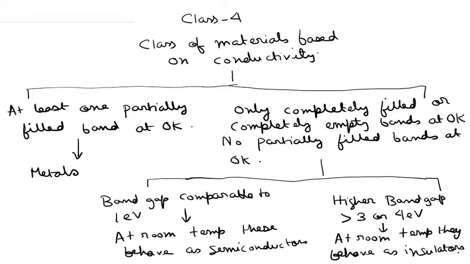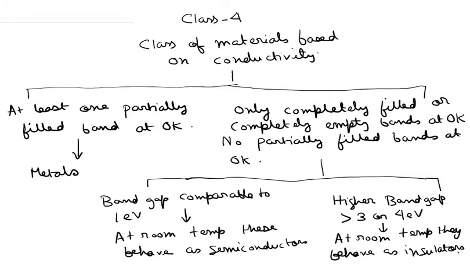Why do the materials behave as semiconductor when the band gap is comparable to 1 electron volt? It is because if the band gap is comparable to 1 electron volt or less than or slightly more than 1 electron volt, then it is much easier for the electrons to absorb thermal energy and get excited from the valence to the conduction band. Once the electrons get excited, the conduction band has a few electrons now, so the conduction band would conduct. The valence band also has a few holes now, so the valence band would also conduct. So at room temperature, this kind of materials can actually conduct current.